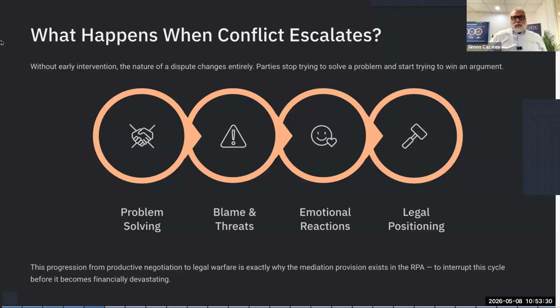The progression from productive negotiations to legal warfare is exactly why the mediation process exists in the RPA: to interrupt the cycle before it becomes financial devastation. Remember, just so you're clear, mediation is really someone who's a referee. Put it that way. You're in a boxing match, right? And you've got two competitors ready to duke it out. The referee is there to navigate and make sure everything is within par.